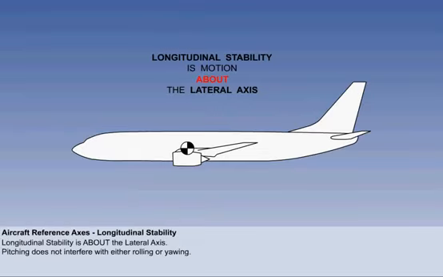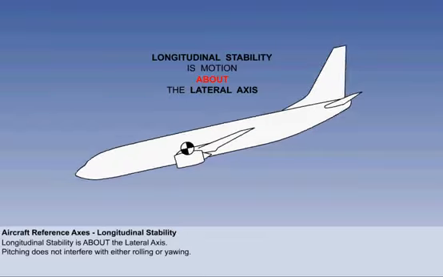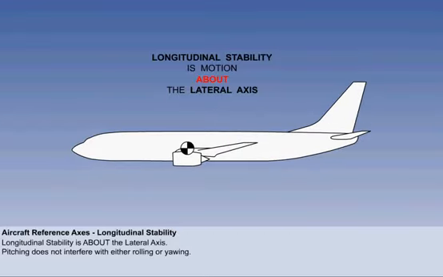The aircraft pitches about the lateral axis. Motion about the lateral axis is called longitudinal stability. Again, to fix in your mind which is which, add the axis about which the aircraft rotates. In this case, longitudinal stability is about the lateral axis. We will study longitudinal static stability first, because pitching motion does not interfere with either rolling or yawing.